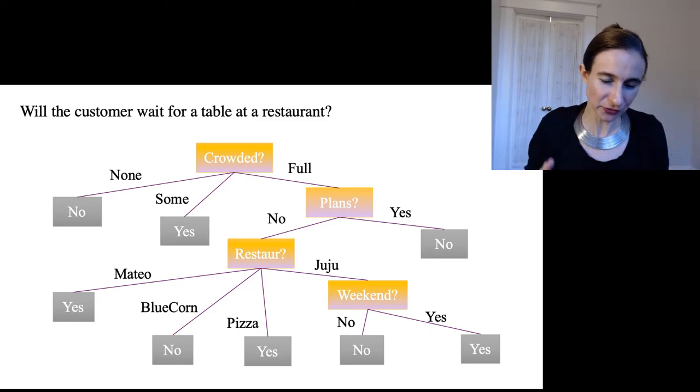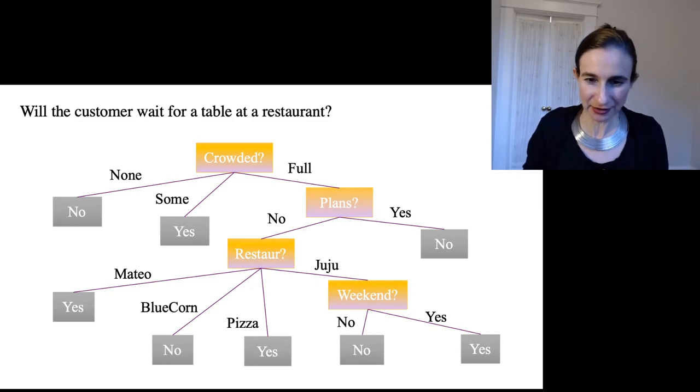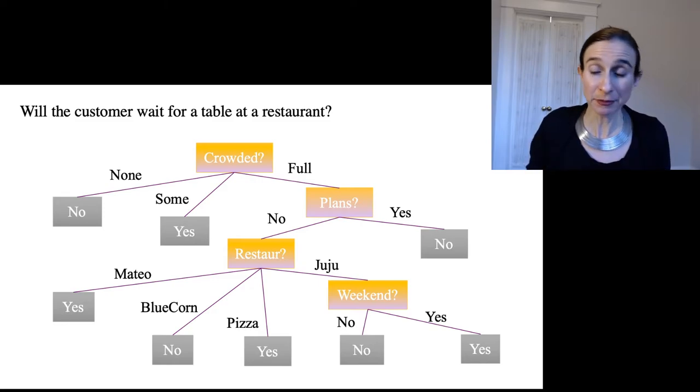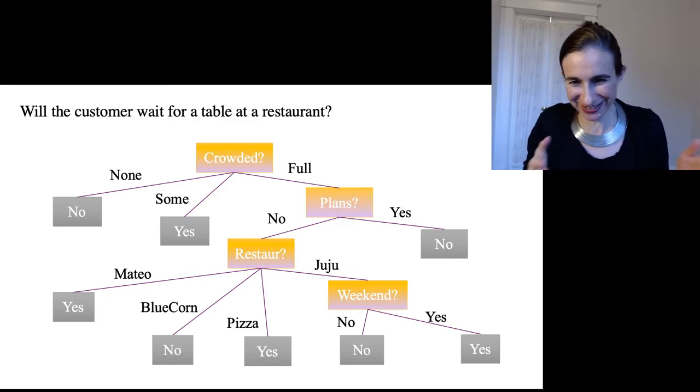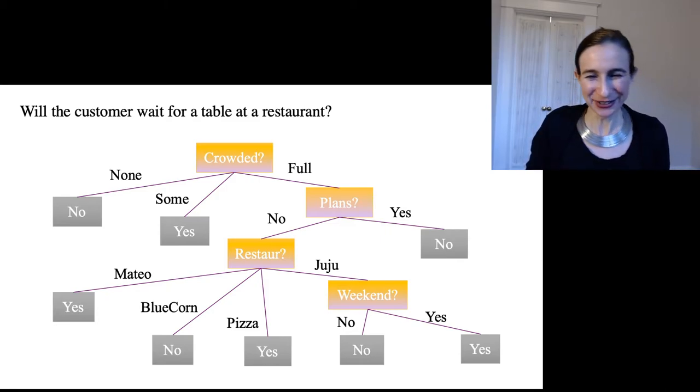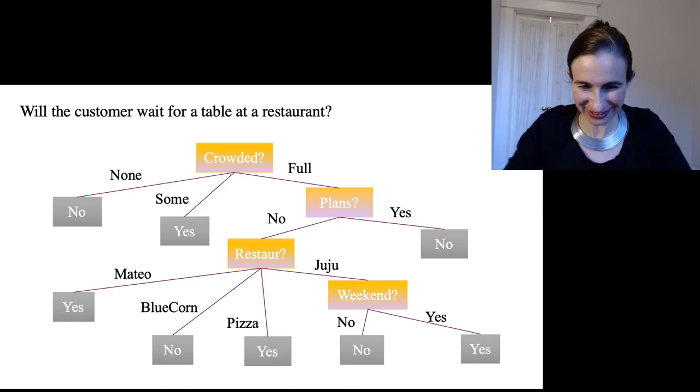If the restaurant is full, then we maybe want to know if the customer has plans, because if they have plans, they may not want to wait for the table. And if they don't have plans, well, it depends which restaurant it is. So, if it's Mateo, maybe they would wait. Blue Corn, maybe not, and so on. Okay, so you get the idea. That's what we're trying to construct.